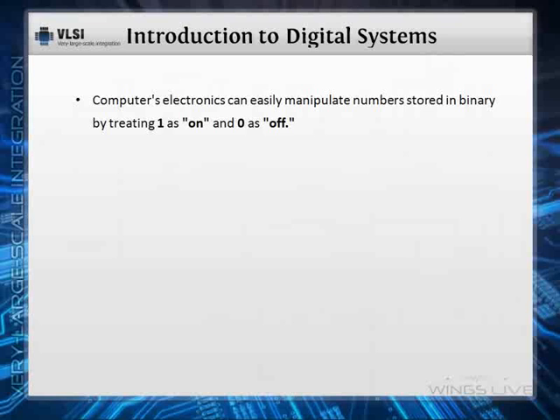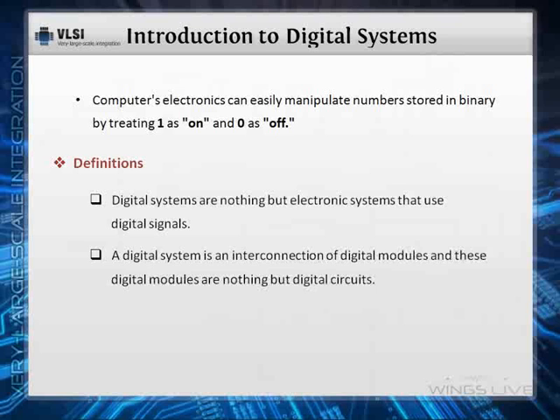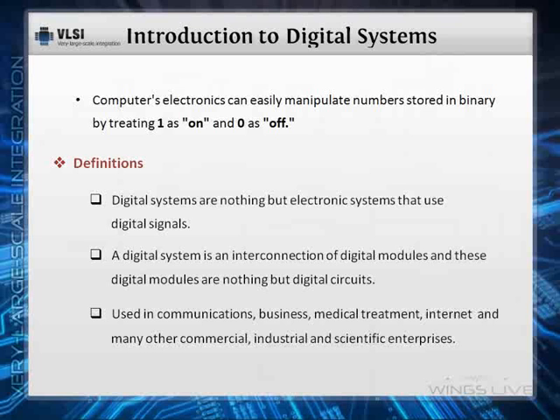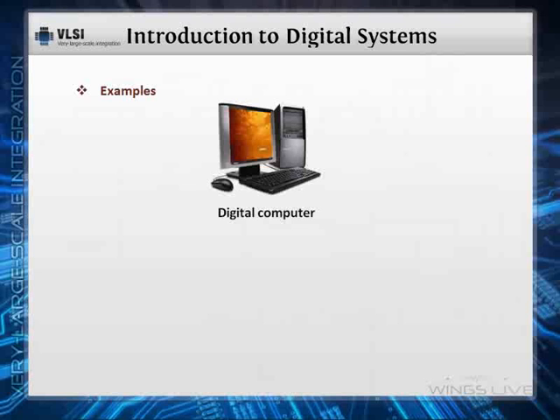This was a brief introduction about the growth of digital systems or digital electronics. I hope you have an idea about digital systems and their many uses. Now, here are a few exact definitions for digital systems. Digital systems are nothing but electronic systems that use digital signals. A digital system is an interconnection of digital modules, and these digital modules are nothing but digital circuits. These are used in communications, business, medical treatment, internet, and many other commercial, industrial, and scientific enterprises. One of the best examples for a digital system is our general-purpose digital computer, which we discussed earlier.